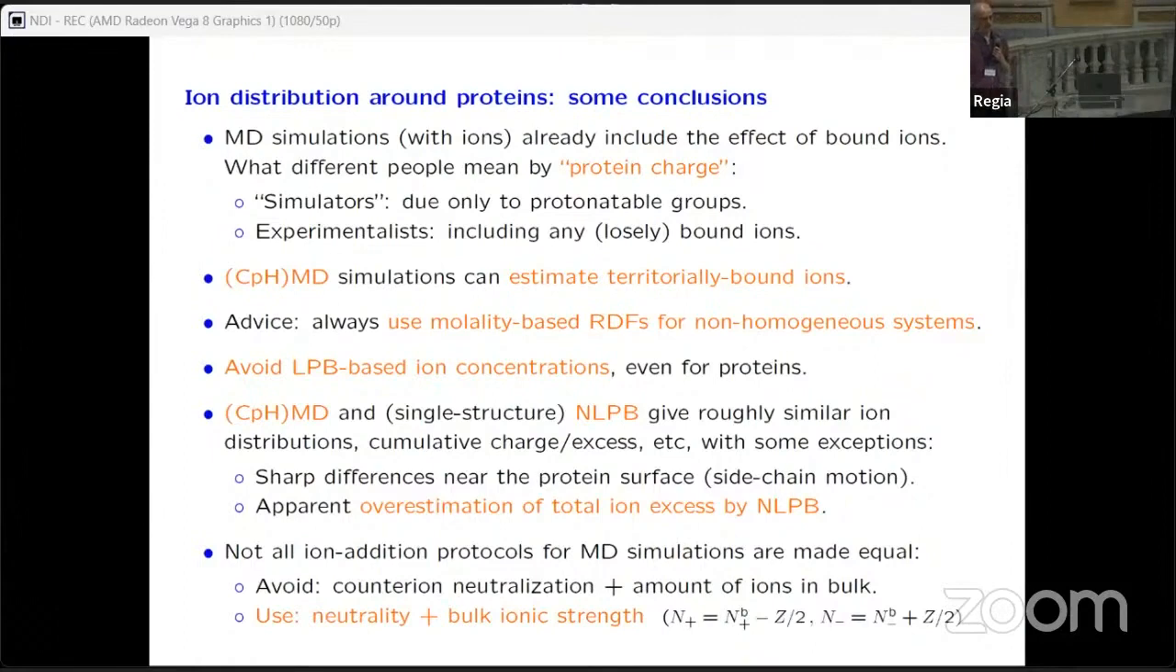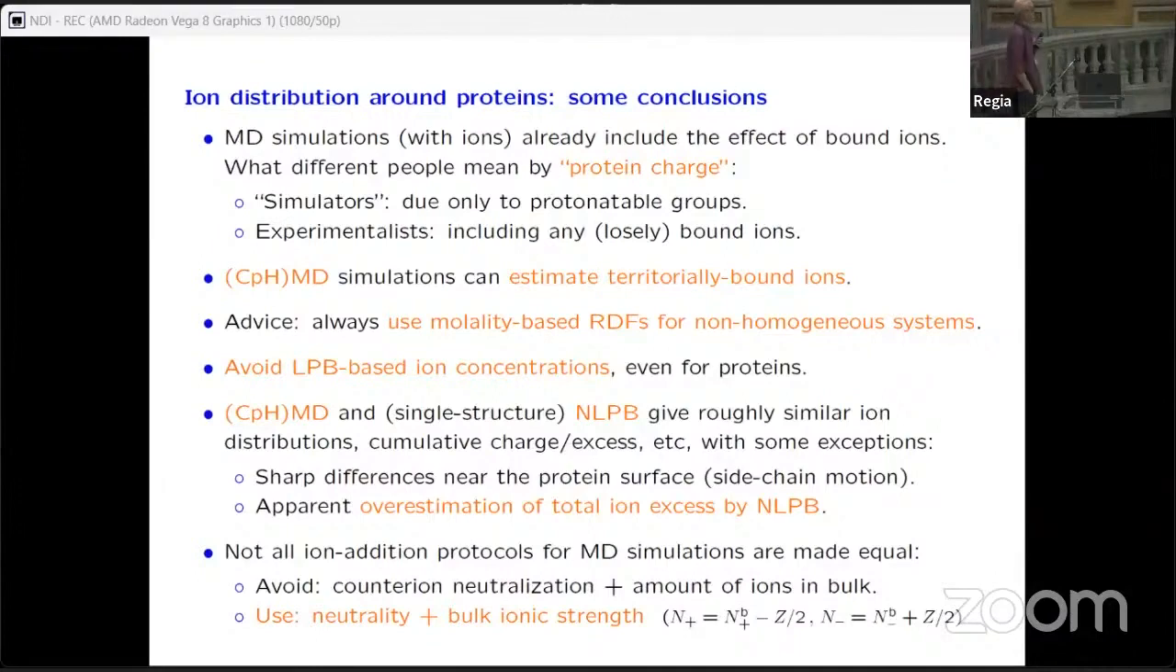But if you talk with someone who does actual experiments that feel all those ions being dragged along in the experiment, like Tom sees when he does the electrophoretic experiments, then for him, obviously, the protein charge would mean the charge of this entity that my experiment is capturing, right? So when we talk about protein charging, we are talking about different things, I think. Part of the confusion comes from that, because what we see here is that if you include ions in your simulation, then you should be perfectly able to compute and estimate the territorially bound ions. So we can actually predict theoretically the territorially bound ions.